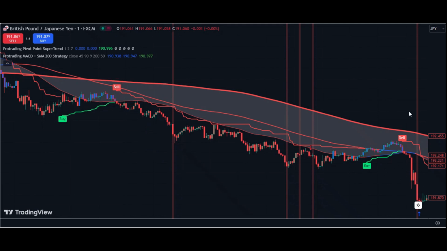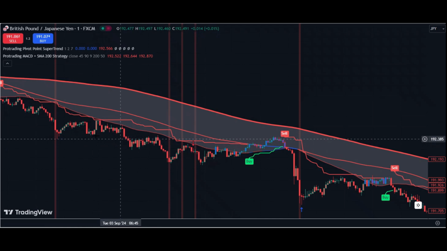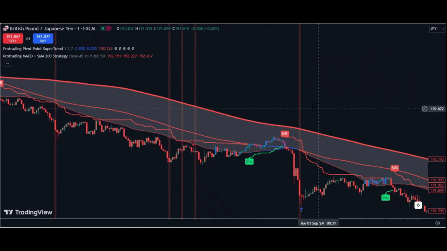If you see from here, if you consider this our take profit for this trade, we're able to make a win on this trade. Here again, you have another signal for a sell trade, and here the price has broken below the cloud. Price has closed below the cloud.